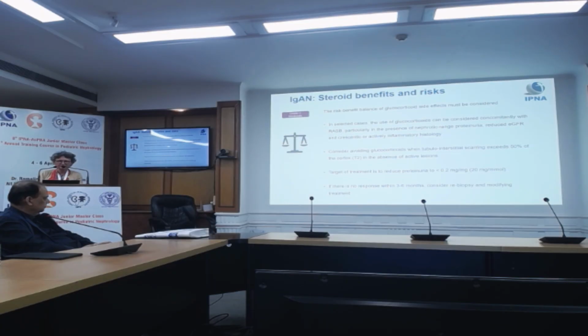In selected cases, we did write that the use of glucocorticoids can be considered concomitantly with RAS blockade, so right from the start, if there's nephrotic range proteinuria, reduced eGFR, and crescentic or actively inflamed findings on the histology. We also said to consider avoiding glucocorticoids if the tubulointerstitial scarring is more than 50% in the absence of active lesions. So this is unfortunately unlikely to happen in children, but sometimes it does happen. And the target, again, is to be ambitious and to go down with the proteinuria below 0.2. If there's no response within 3 to 6 months, you consider rebiopsy and modifying treatment.